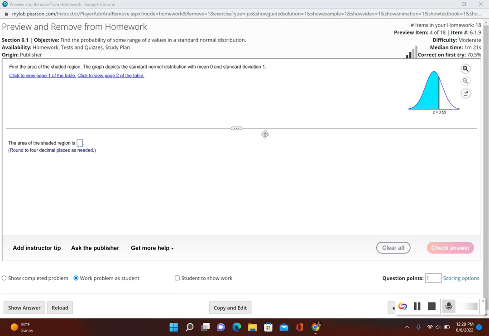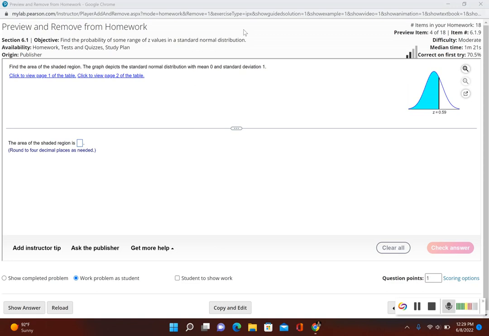bell-shaped. So now, when we're trying to find the area of the shaded region, we're given the z-score. We want to figure out what that area is, and in this particular problem, it's the area to the left of this z-score. The old way of doing this is to use tables to figure it out, but now technology has made that a whole lot easier.